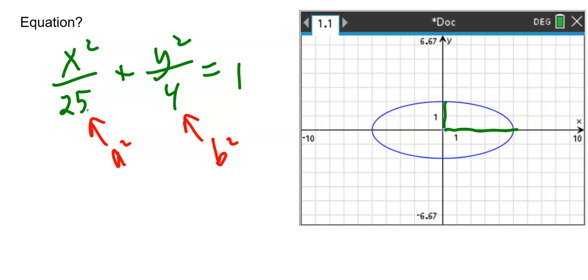And that's basically just a quick review. Hopefully you're ready to take your quiz now on ellipses before we get to the rest of the chapter.